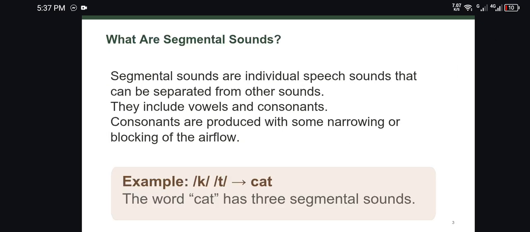So what are segmental sounds? Segmental sounds are individual speech sounds that can be separated from other sounds. For example, the word cat. The word cat has three segmental sounds.